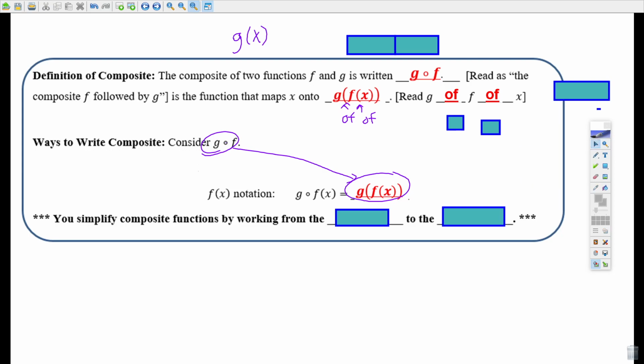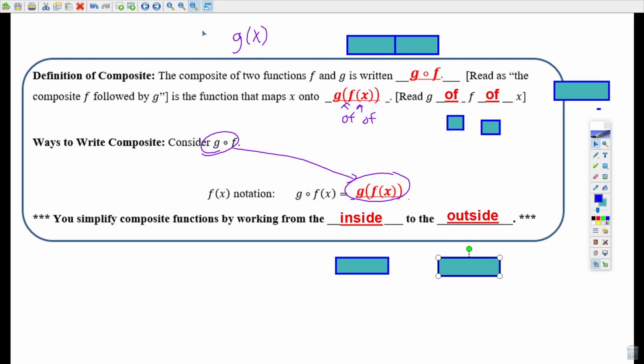The way you work with this, when you simplify these, you simplify composite functions by working from the inside, which is probably why they said the letter f down here first. We work from the inside with the f of x, and then we work our way to the outside. What this is essentially going to be is just substitution. If you know how to substitute, you're okay.